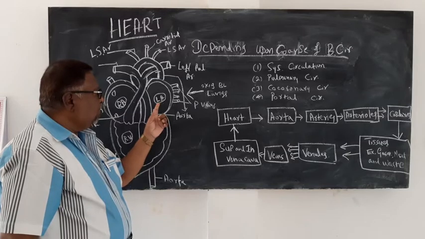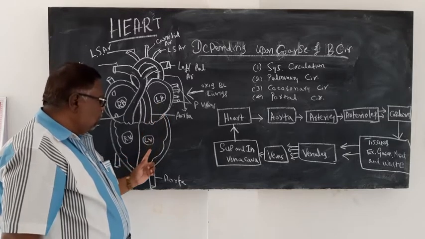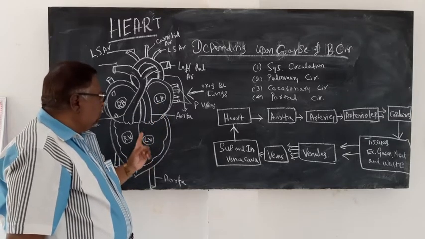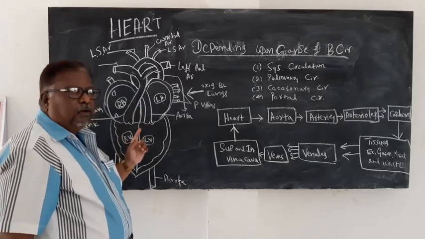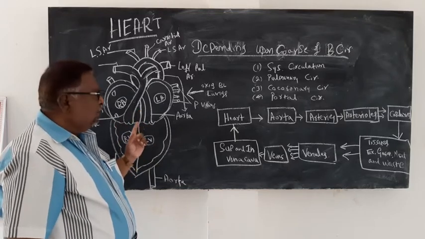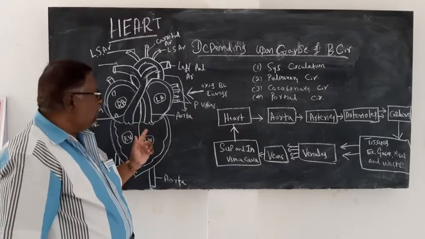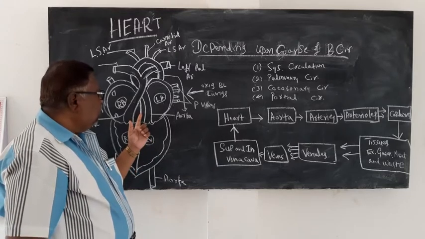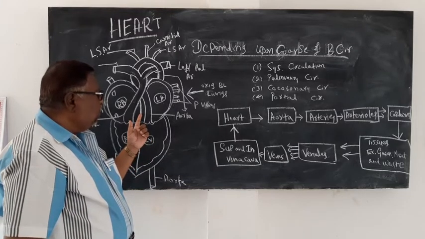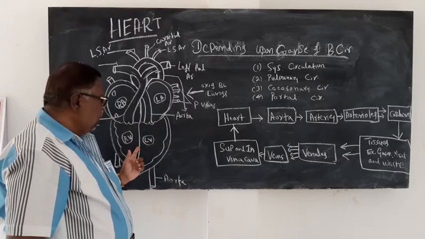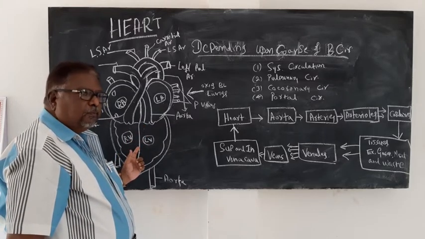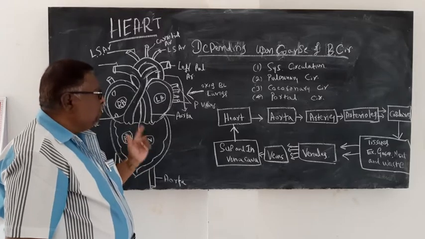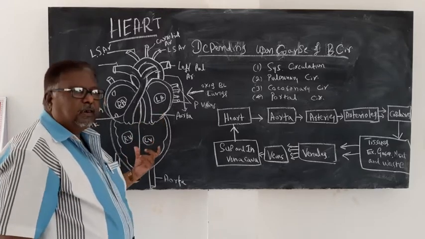From the left auricle, when it contracts, the blood goes to the left ventricle. There is a perfect separation. I have already told you in the structure of the heart, the four chambers are completely separated by the septum. This is the intra-auricular septum and this is the intraventricular septum. So these four chambers are completely separated. The mixing of blood doesn't take place here.